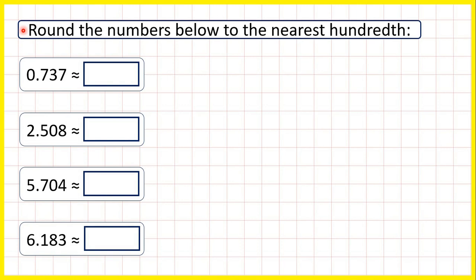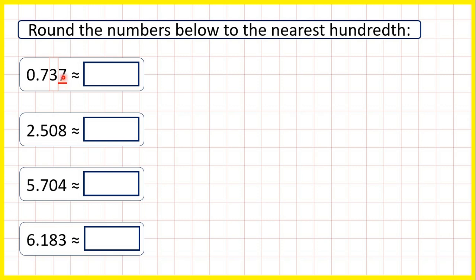Now, we need to round the numbers below to the nearest hundredth. So first, we have 0.737. The hundredths digit is always the second digit after the decimal point. So, to round to the nearest hundredth, we can circle our hundredths digit and then underline the digit to the right, so underline the thousandths digit.